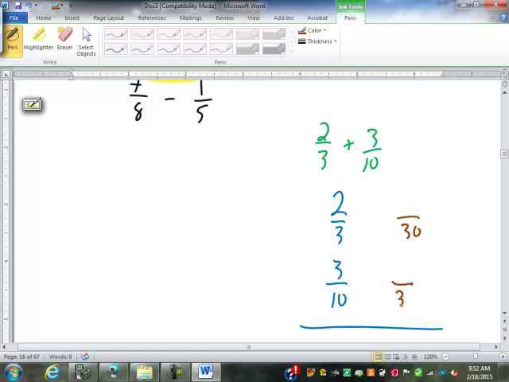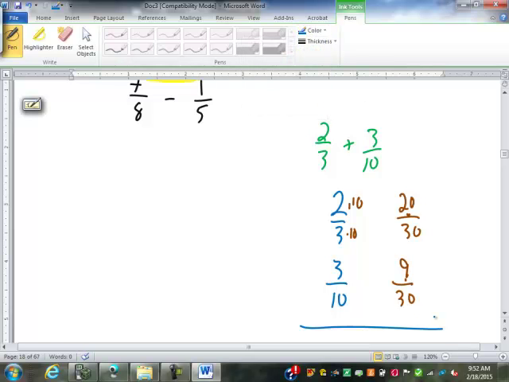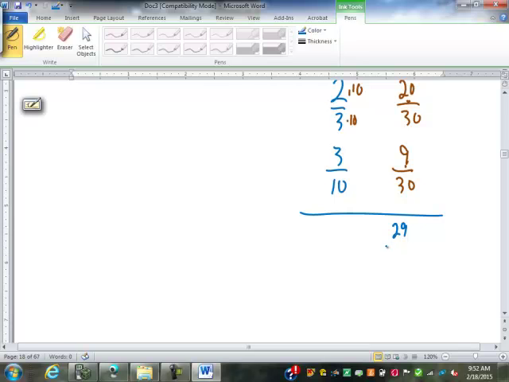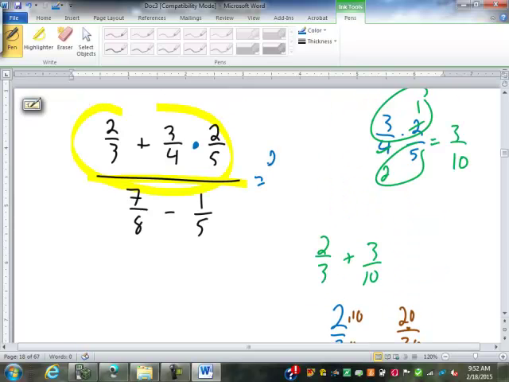say, 30. So this is going to become 20. Very good. 3 times 10 is 30. 2 times 10 is 20. This will become 9. So 20 plus 9 is 29, and to keep the same name of 30ths. So the whole top of this thing is 29/30ths.